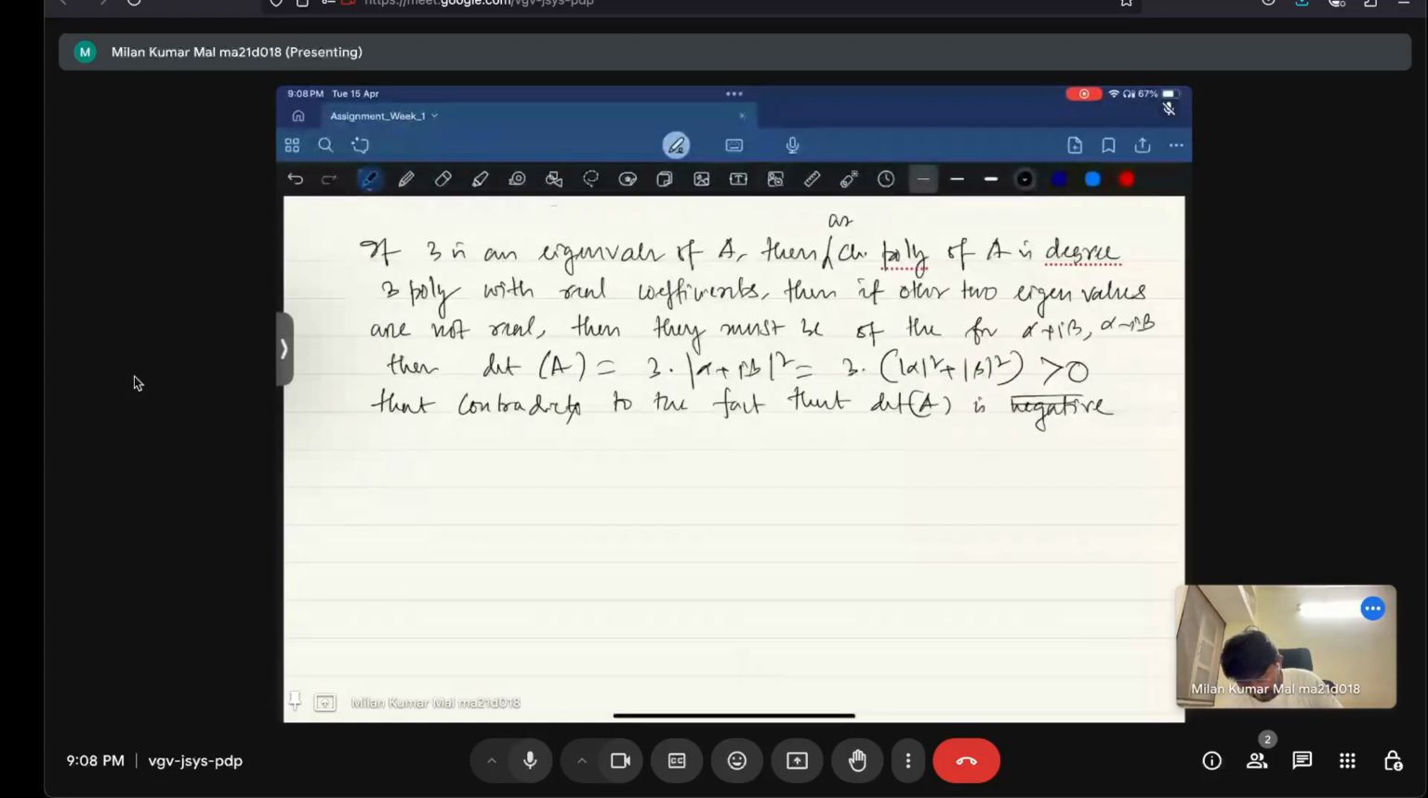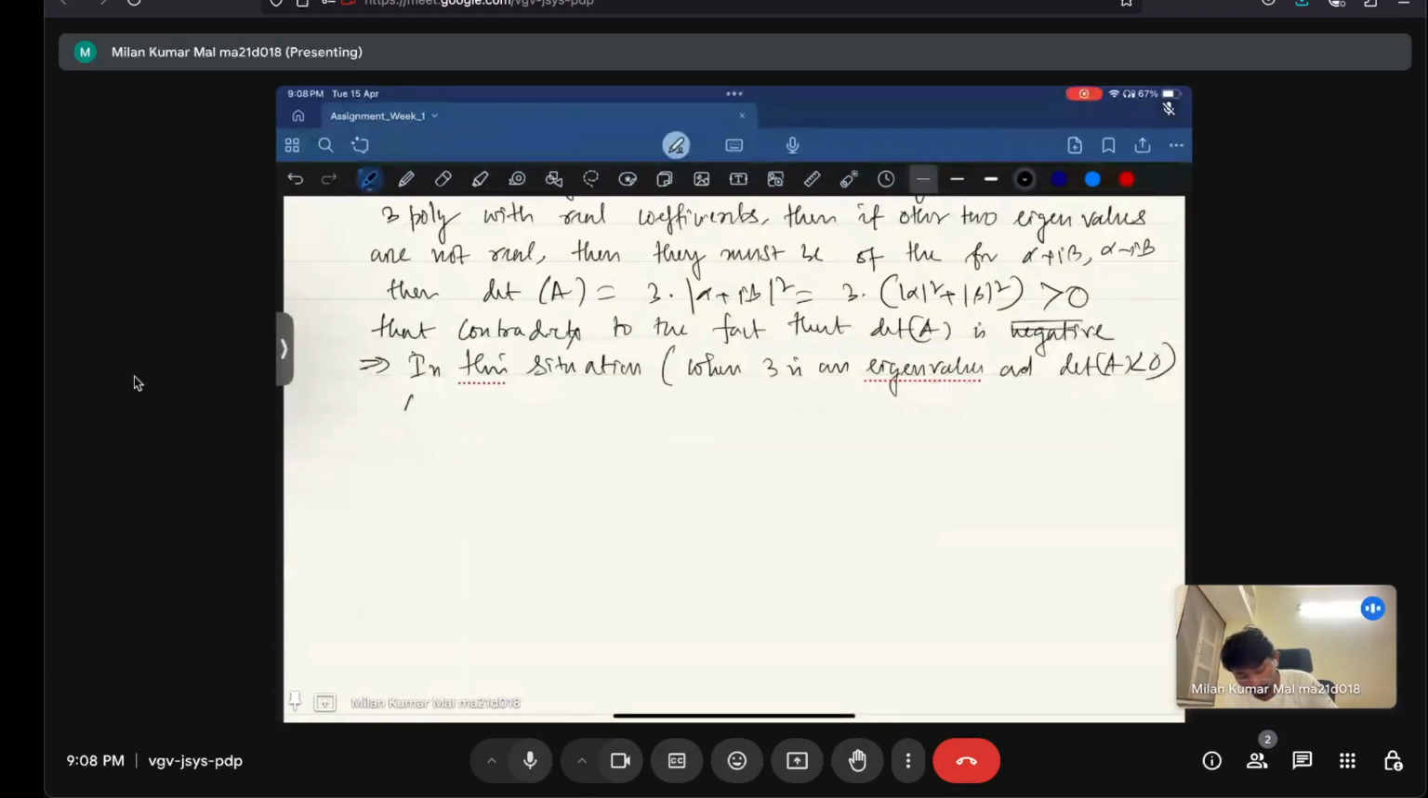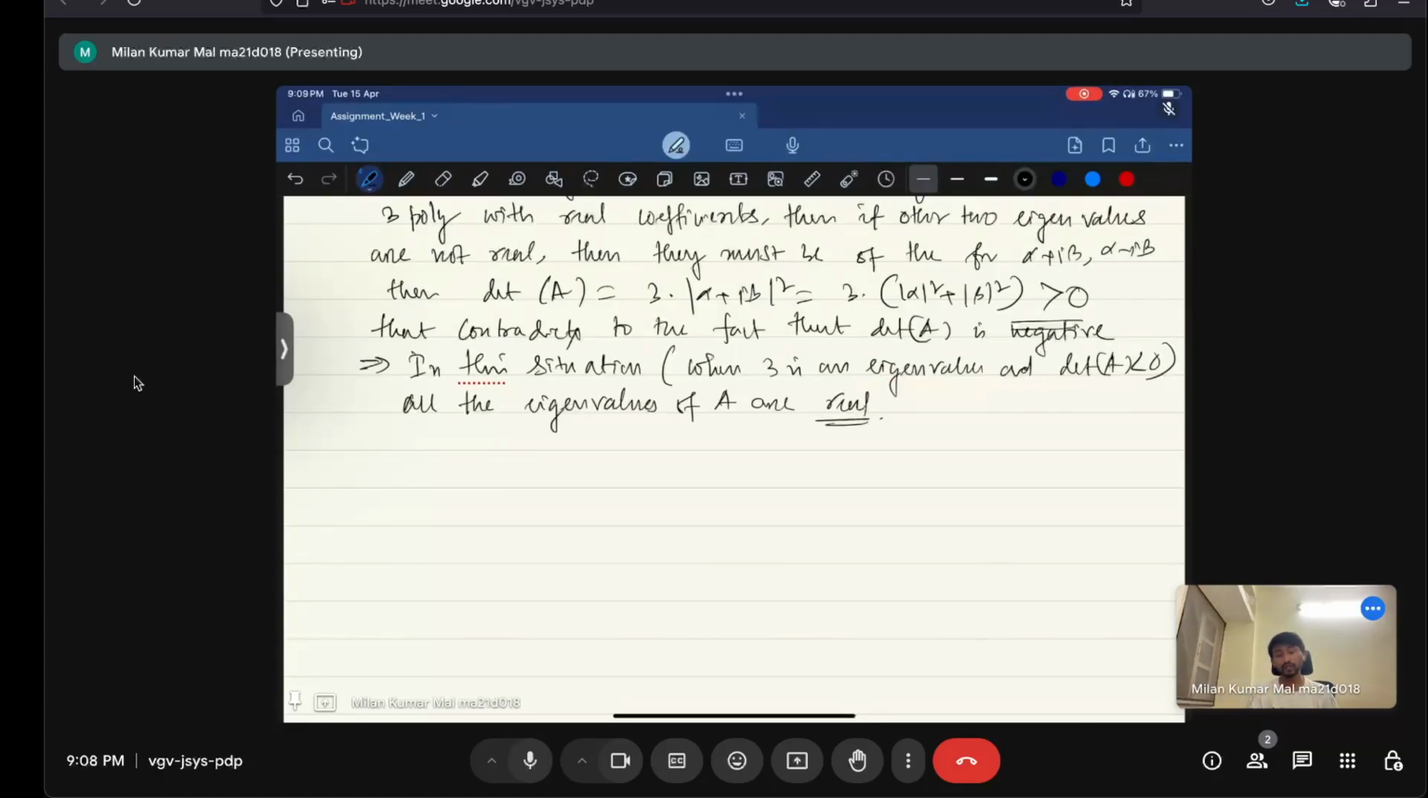So in this situation, when 3 is an eigenvalue and the determinant of A is negative, all the eigenvalues of A are real numbers. Okay, so this is also true. Then obviously the remaining option has to be false.